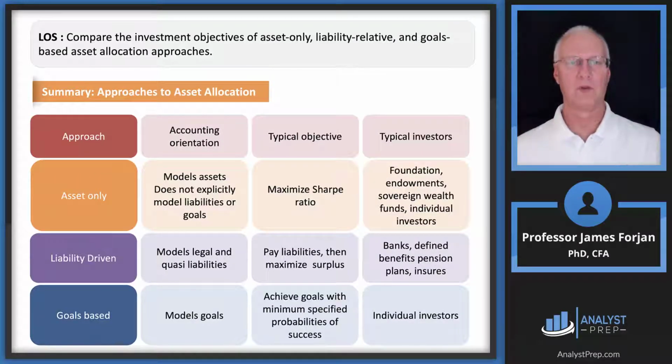Here's one of those slides where I'm going to ask you to get out your phone and take a picture of it. So here are our three approaches: asset only, liability driven, and goals based. There's the orientation, a typical objective and a typical investor. And I can envision a vignette in which somewhere in there you're told, hey, here's a financial institution, and there's a bunch of other stuff. And one of the questions, question 4, says, this is most appropriate for, and you would say a bank.